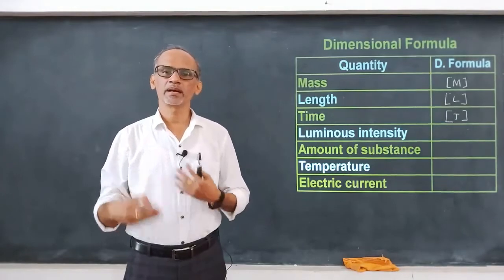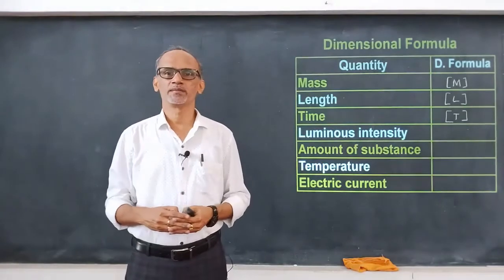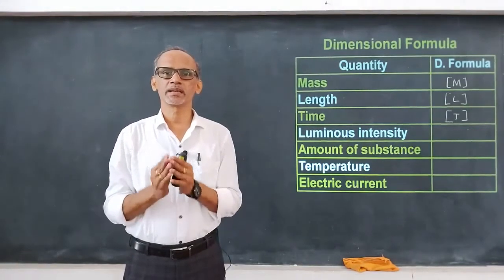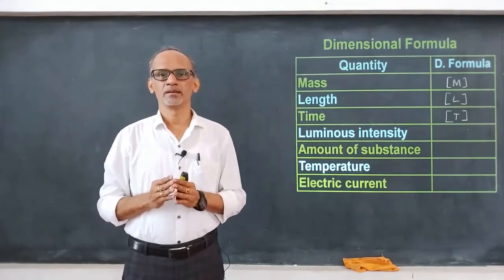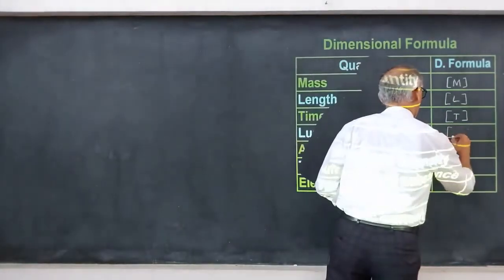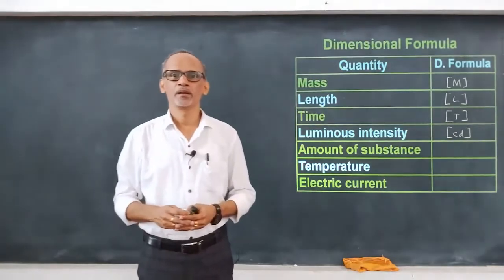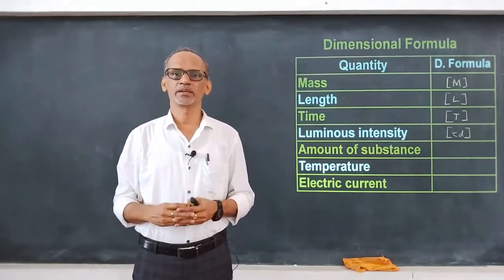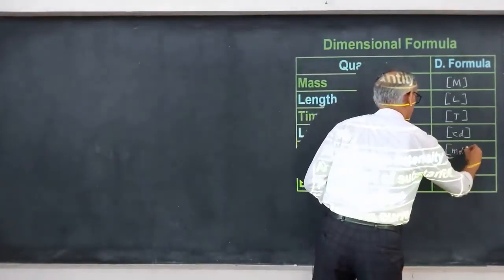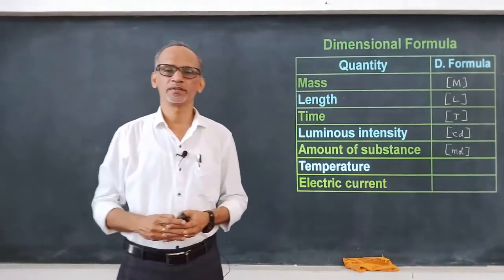Right. Now, for the rest of the terms, like luminous intensity, what is the first letter? L. But I can't use that again, right? Why? Because we have already used it for length. So, for luminous intensity, what is the SI unit? It's candela. What is the symbol used for that? CD. And that is the dimensional formula used for luminous intensity. Amount of substance, what is the SI unit? It's mole. So, MOL is the dimensional formula of it. Are you clear?